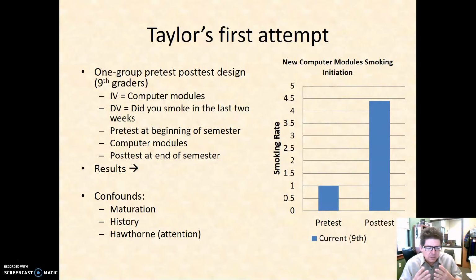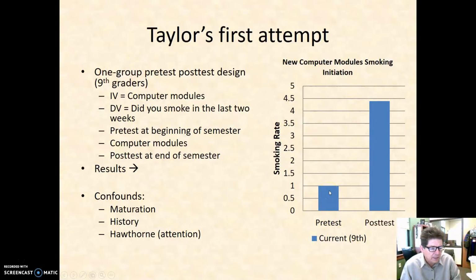And one of the things that's useful in thinking about experimental designs is conceptualizing them from the results or the expected results you might see and doing the analysis there. And so let's say these are the hypothetical results she got. She assessed smoking at pretest at the beginning of the semester, post-test was at the end of the semester. In between, the kids completed the modules, and these are the results she found, which are maybe not what she had anticipated.